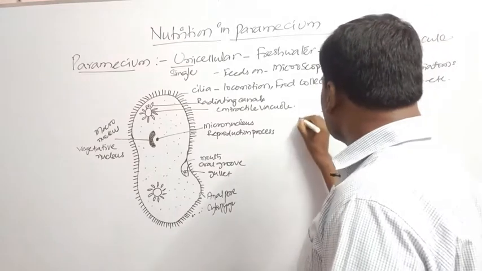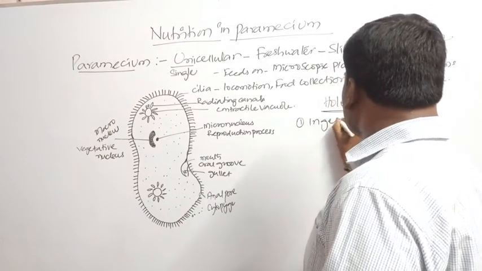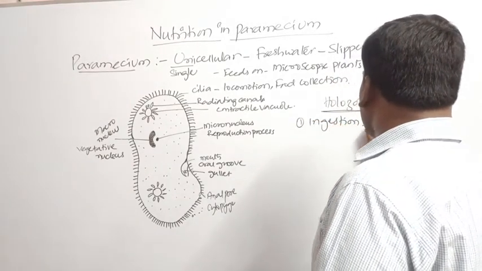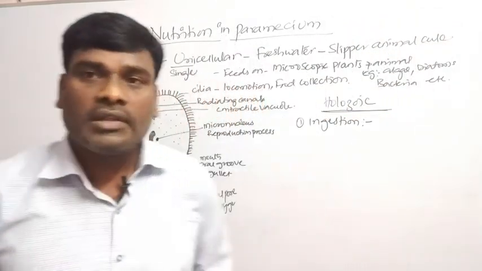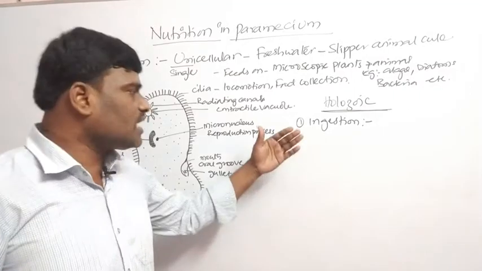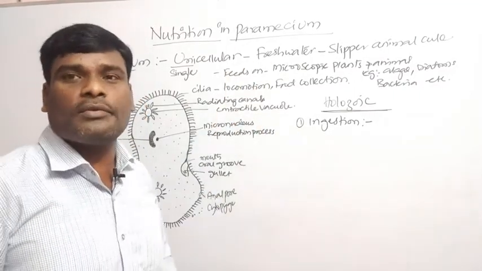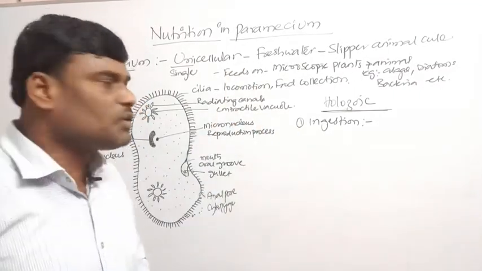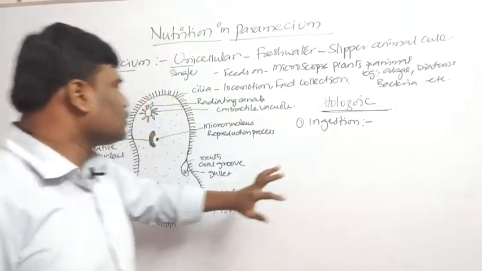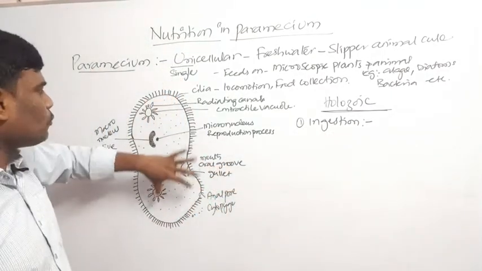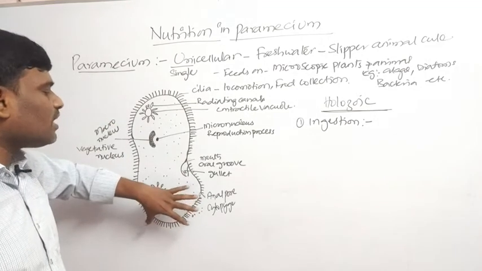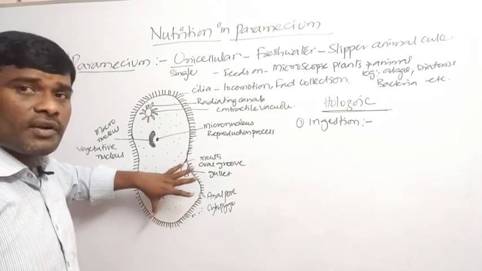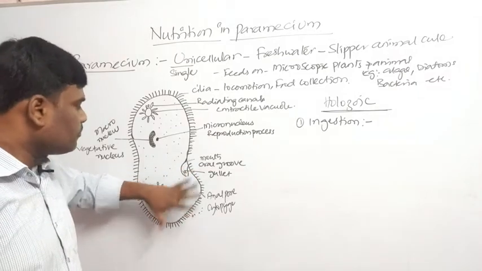So what is the first one? It is ingestion. We have already studied nutrition in amoeba also. The steps are similar in all the Holozoic nutrition organisms, children. So the first one is ingestion. Already we have discussed the cilia. So these cilia will move.